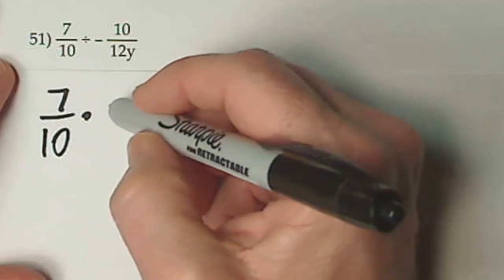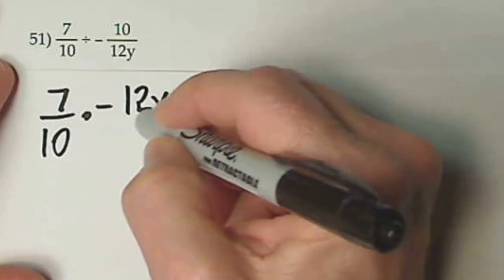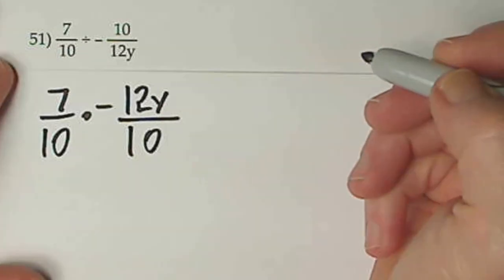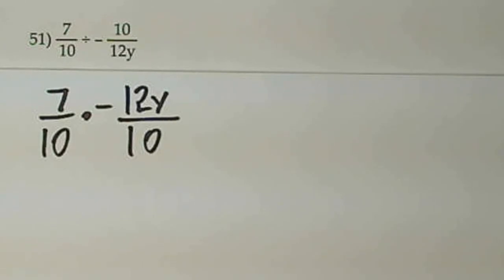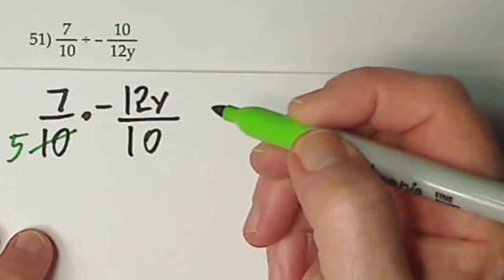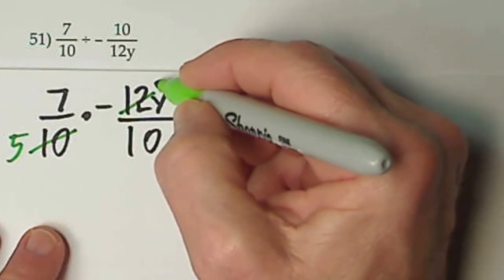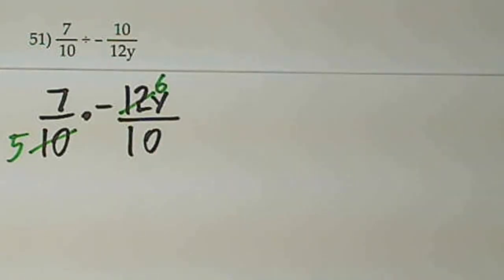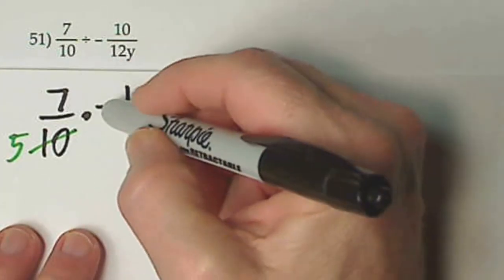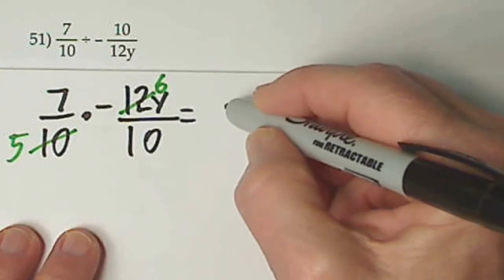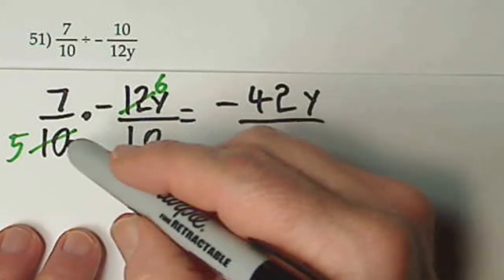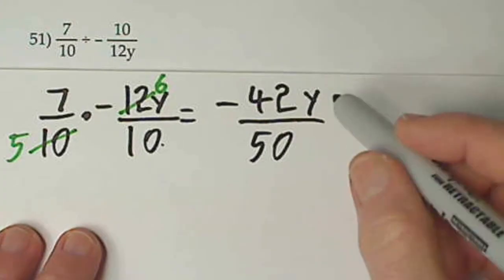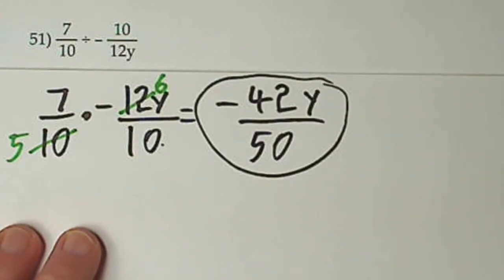This is 7/10 times a negative 12y over 10. We can do a little bit of reducing here. 2 goes into 10 5 times. 2 goes into 12 6 times. And we've reduced all we can. Negative, well, 7 times negative 6 is negative 42. This y is just coming along for the ride. And 5 times 10 is 50. So that's our answer to that one.